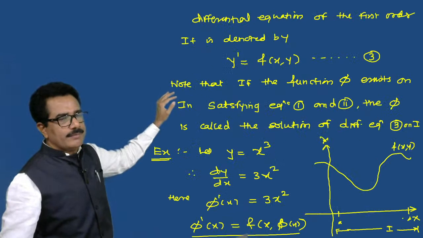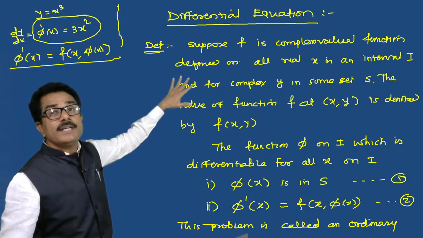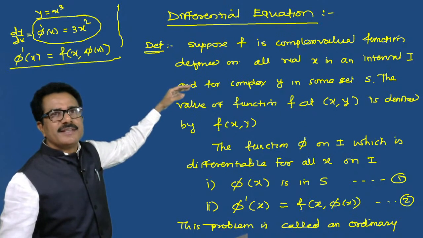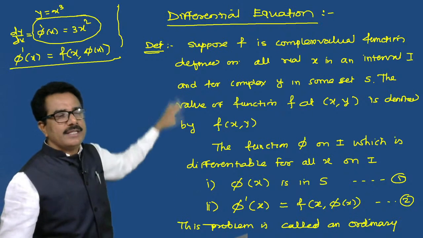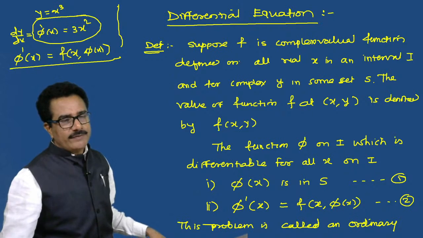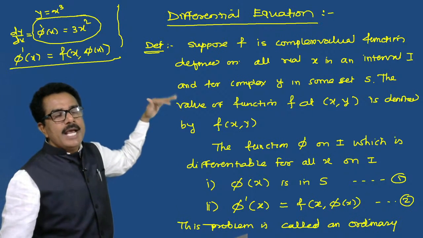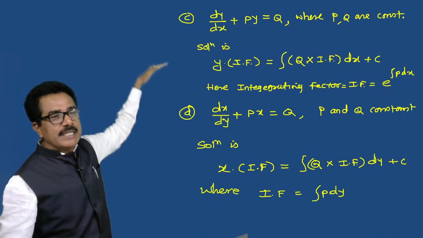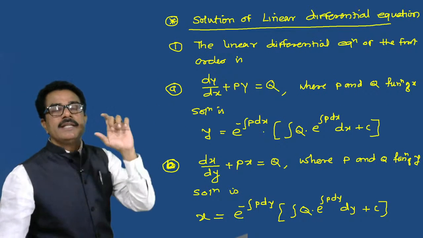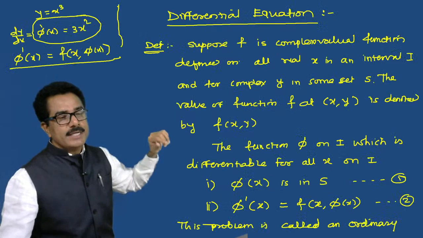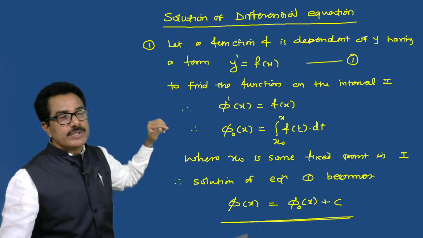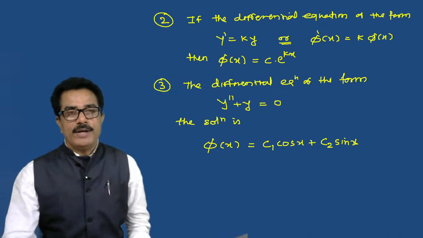This is the differential equation whose solution is again a function of x, in a slightly different form. Whatever differential equations we have written so far, these are the basic differential equations in the form of dy by dx, but we can express the solution in the form of phi of x.